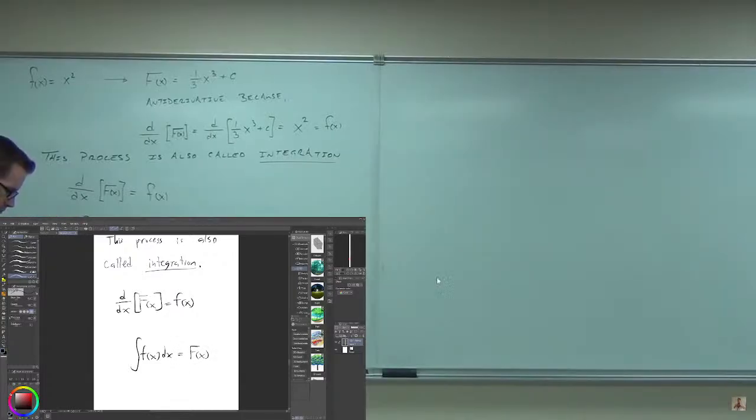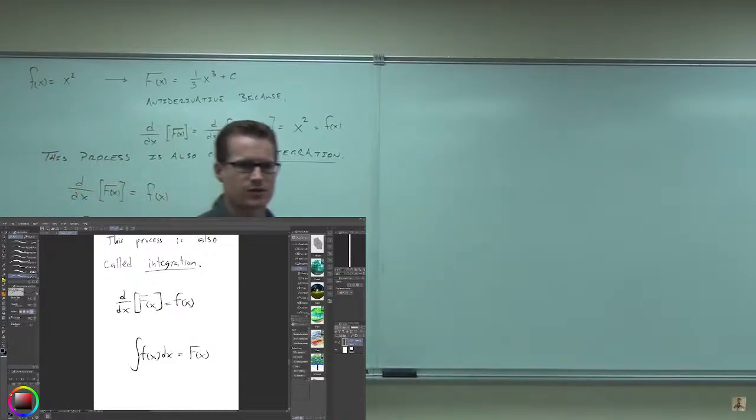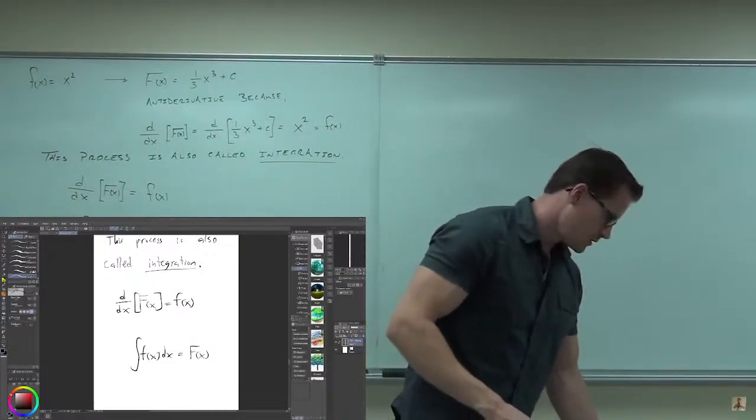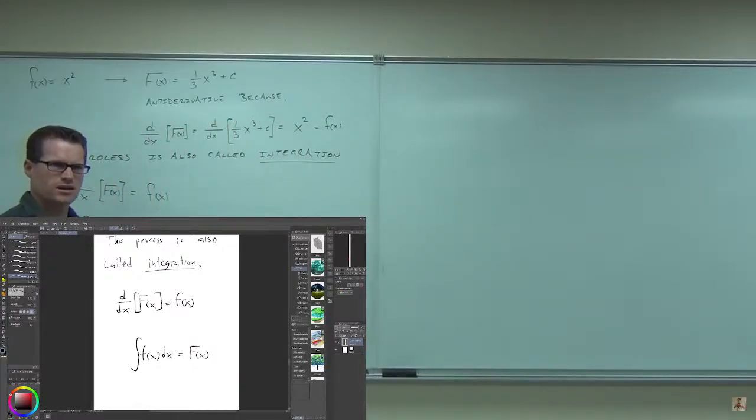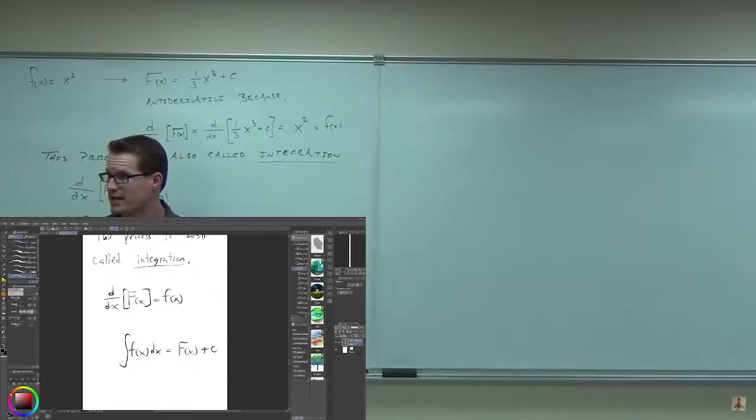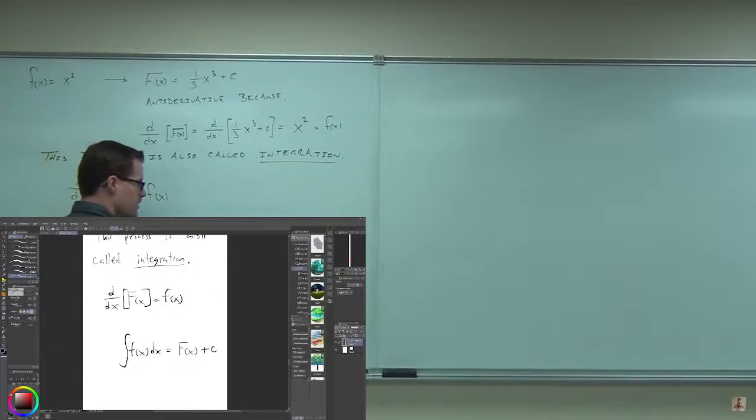Plus C. Because we don't know the constant, right? We talked about that already. It's a family of curves. By the way, is that C important, that constant? Yeah, that's 2 points on the test every time. So you have to have the C. That represents that I don't know the exact constant, and it represents a family of curves for which I take a derivative and I get back my original. So this constant must be there.